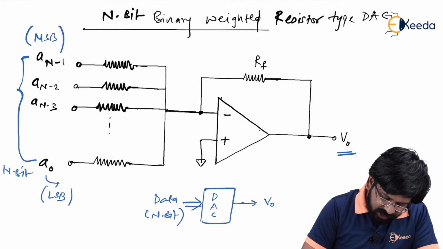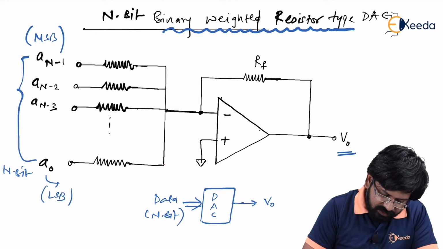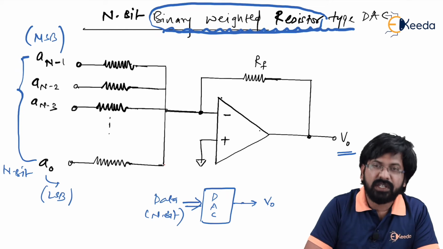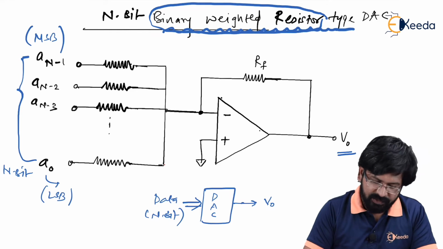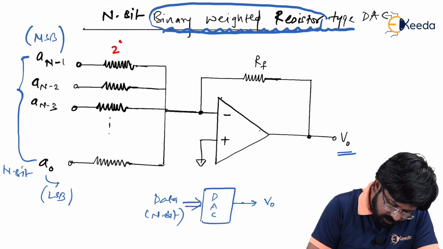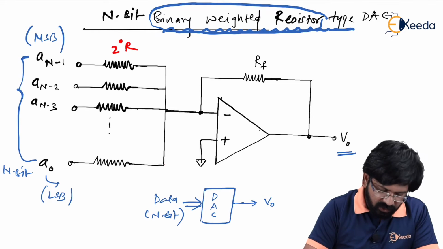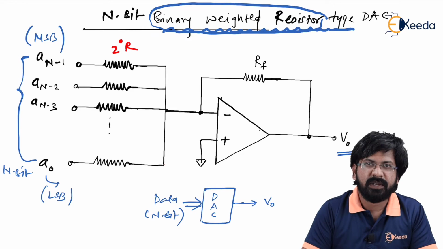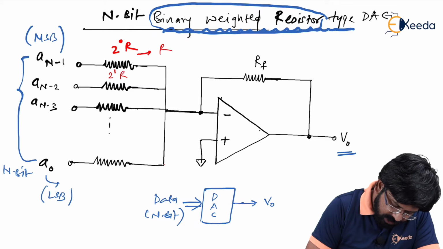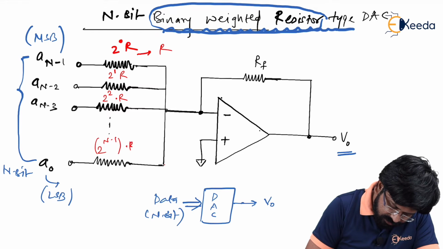Let us concentrate why it is called a binary weighted resistor type DAC. So this is very important, binary weighted resistor. The resistors which I am going to use here, all of them will have binary weights. How? The very first resistor that I am going to use here will be 2 to the power 0 times R. Of course 2 to the power 0 is 1, so it will ultimately become R only. Then it would be 2 to the power 1 times R, then 2 to the power 2 times R. Like that, if I travel, I'll get 2 to the power n minus 1 times R.